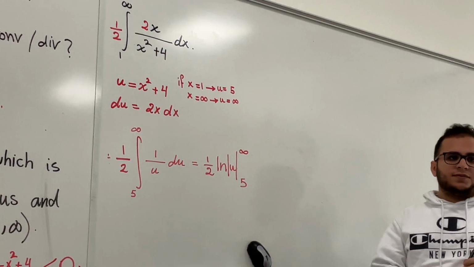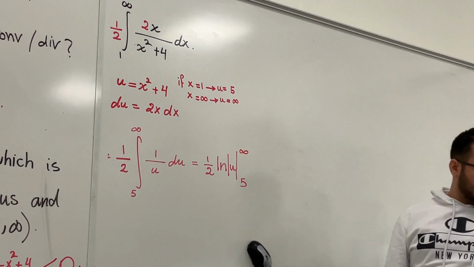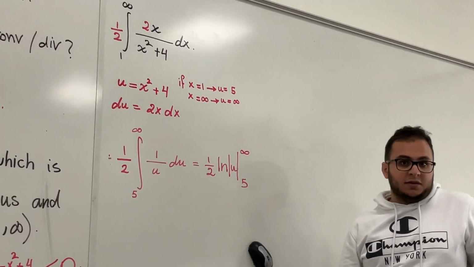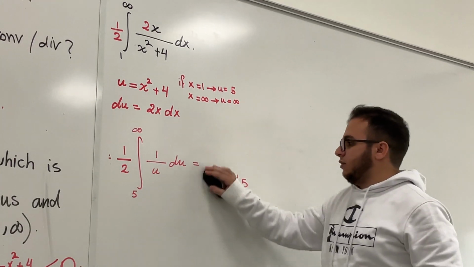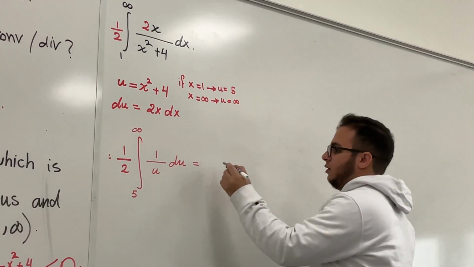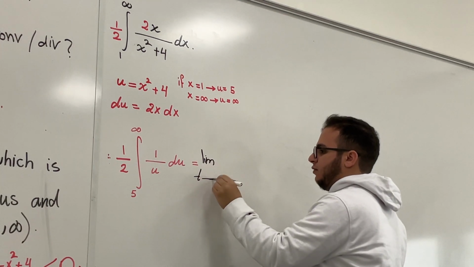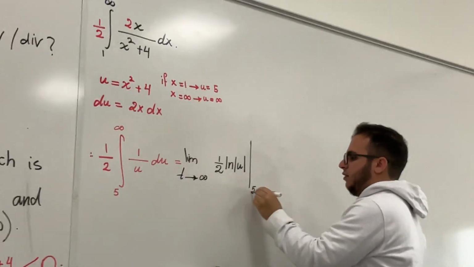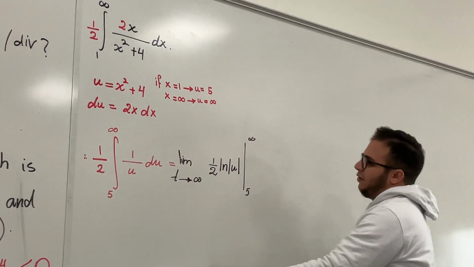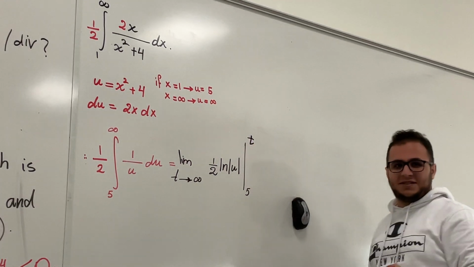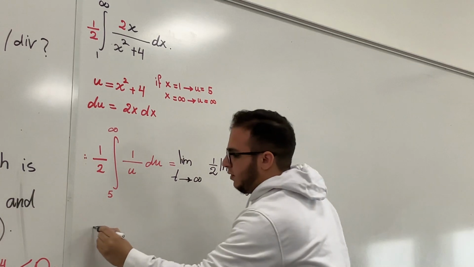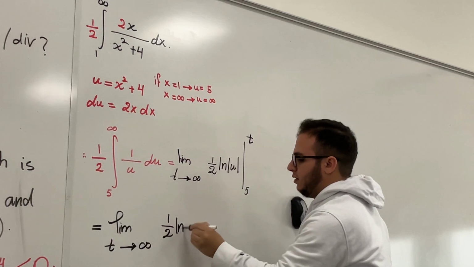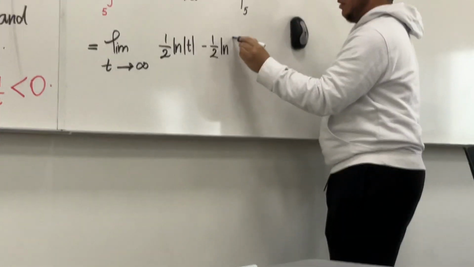Okay? No. This is wrong. Why? Because in improper integration, what did we do? Replace infinity with t. So you can't do this. You say limit as t goes to infinity of half ln u from 5 to t. Sorry, from 5 to t. Plug in the t and the 5 and then evaluate the limit. So limit as t goes to infinity, half ln t minus half ln 5.